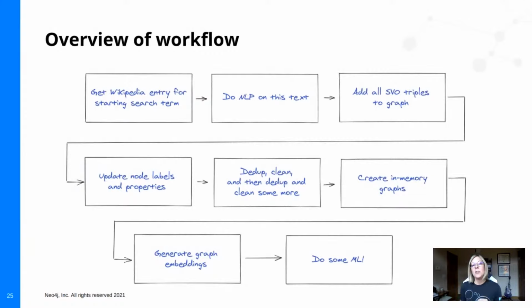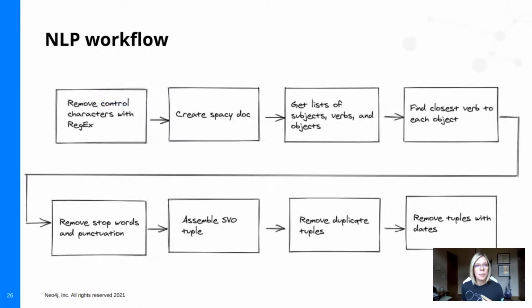We're going to deduplicate our SVO triples. We're going to clean, dedupe some more, clean some more. That's the data janitor part. And then we create what we call in-memory graphs. This is a GDS term that you'll find out about and see. Then we're going to create graph embeddings. There's the word embedding. We're going to be using the graph to create an embedding, not words. And then those embeddings are going to be used to do some machine learning.